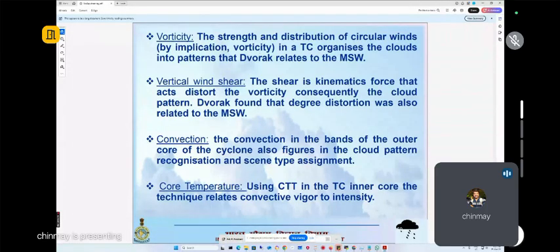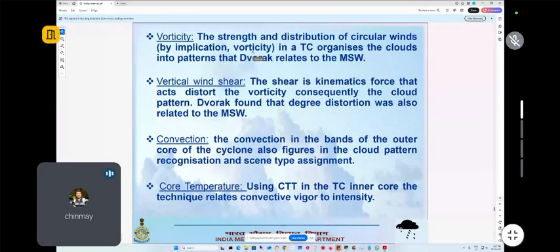So this is how these four physical properties are indirectly taken care of when you are analyzing the satellite images. Whatever clouds we identify and their patterns, all of that depends on these four physical parameters. So we are not measuring anything out of these four parameters, only temperature we are measuring. The rest of the three we are indirectly taking care of.